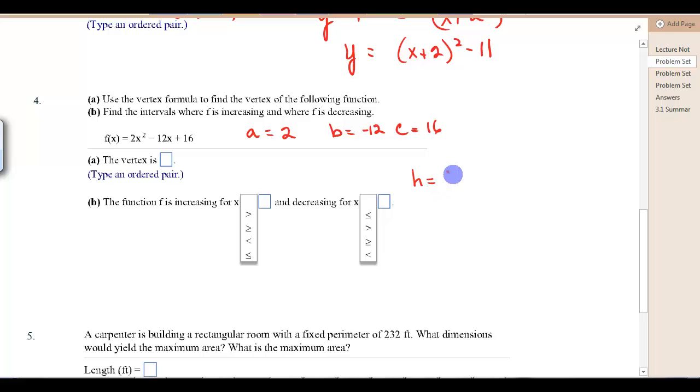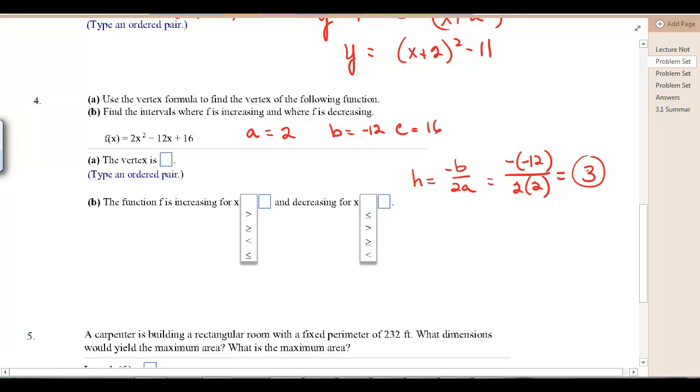So H is -b over 2a, and that is equal to -12 over 2 times 2. So that's 12 over 4, which is 3. All right, so that's going to be our x part of our ordered pair.